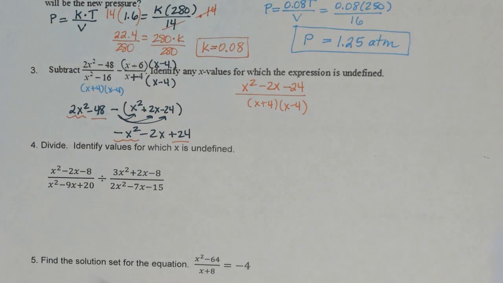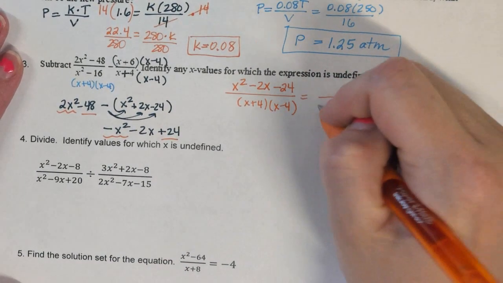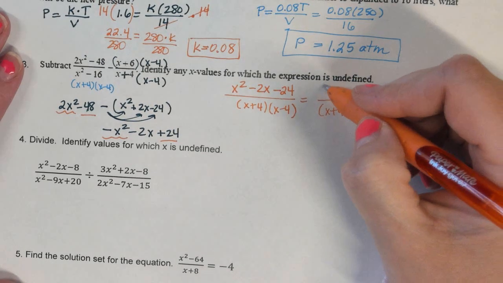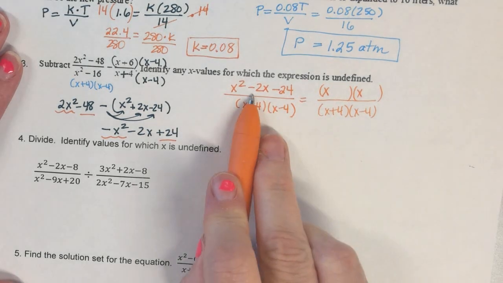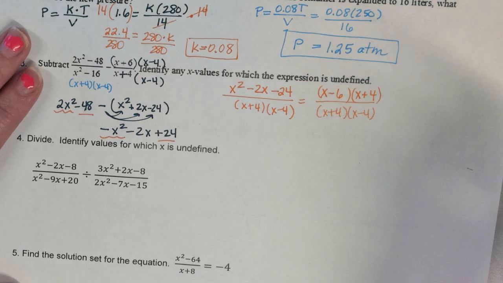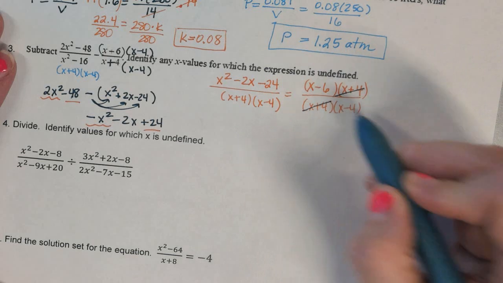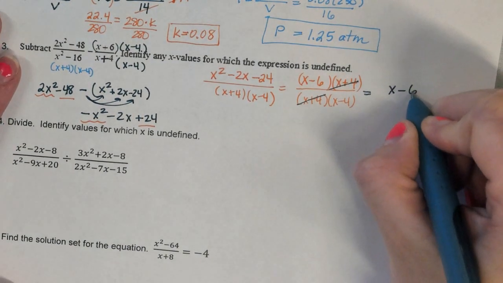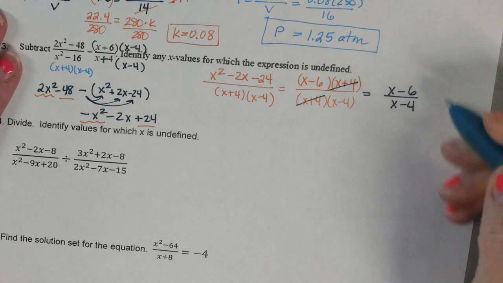Now once you get there, you do want to try to factor this again. Is the numerator factorable? Can you factor this numerator? Yes. So x and x, and then what multiplies to negative 24 but adds to negative 2? Negative 6 and positive 4. So when you divide something by itself, you can cancel them out because you're going to get 1. So your expression is x minus 6 over x minus 4.